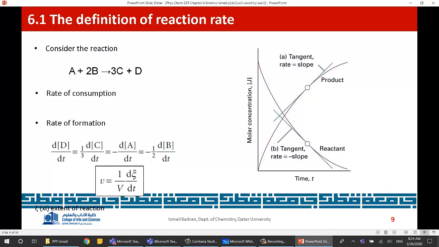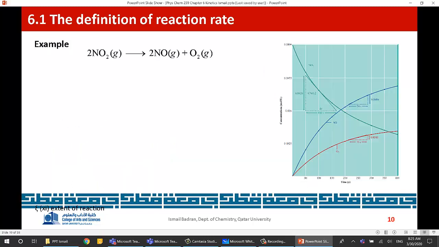And generally speaking, the rate of the reaction is equal to 1/ν dξ over dt. This is the most important equation here that you need to apply for your reactions. Where this is called the rate of the reaction. It's the rate where everybody is going on at the same speed. That's the rate of the reaction. 1/ν is 1 over the coefficient; the large ν here is the coefficient. dξ over dt is the change, the rate for the individual species. And I'm going to explain this here in this question.